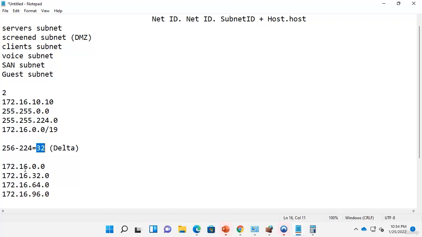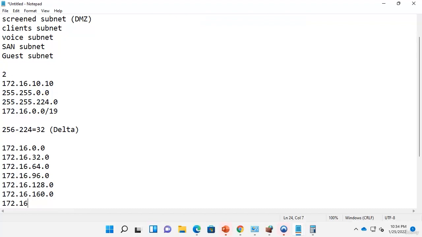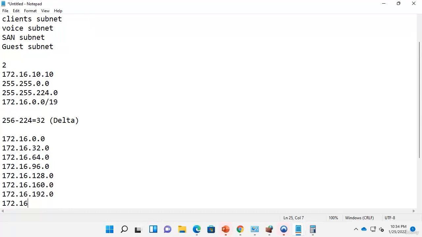Write out your network ID, and then in the third section, you start with 0 for the subnet ID, and then you just increase by the value of the delta. And you can keep going. You can keep going for as long as you need to go, but there will actually be a stopping point. And that stopping point will actually be, voila, the same number as the subnet mask. Okay, and there you go. Those are your 8 values.